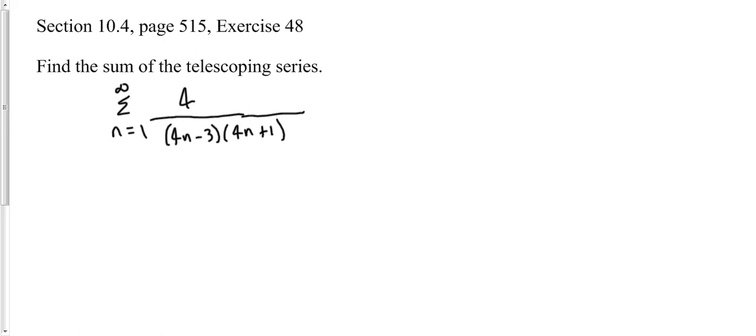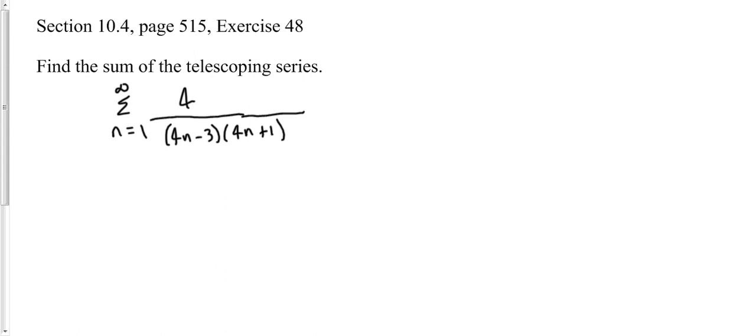Let's do section 10.4 at page 515, exercise 48, which reads, find the sum of the telescoping series. For exercise 48, our series is the summation from n equals 1 to infinity of 4 over (4n minus 3) times (4n plus 1).